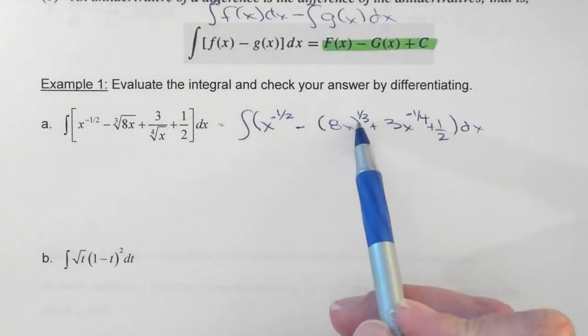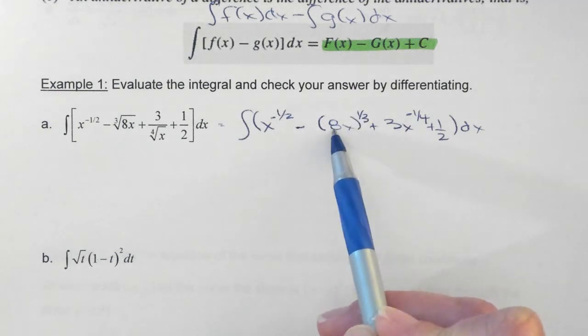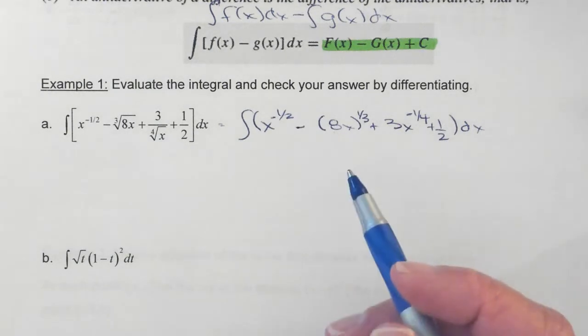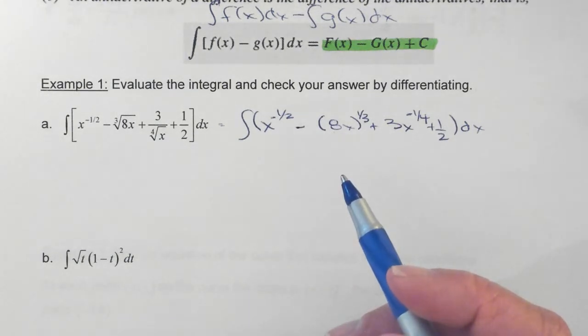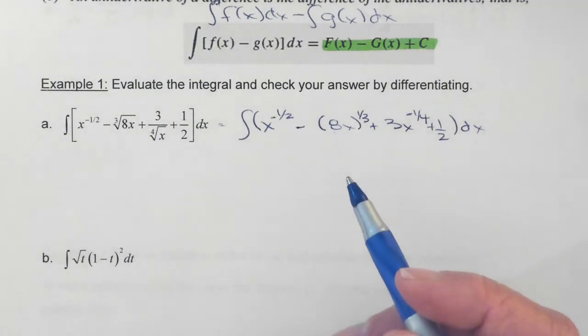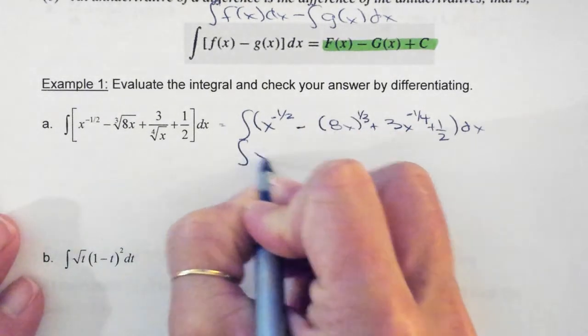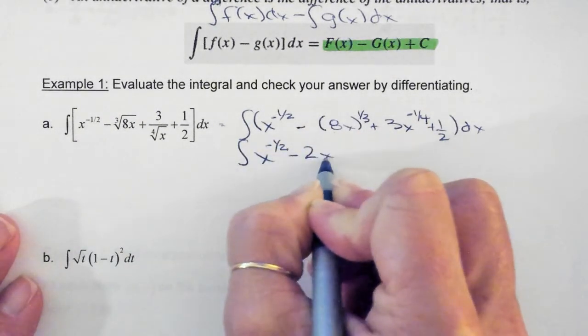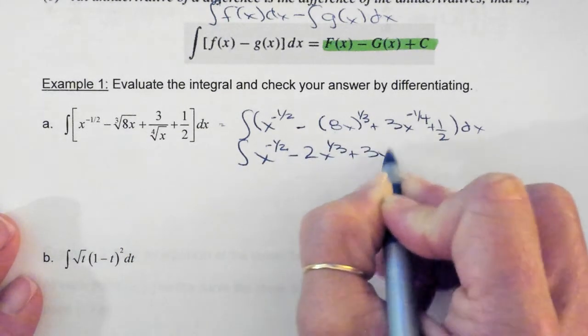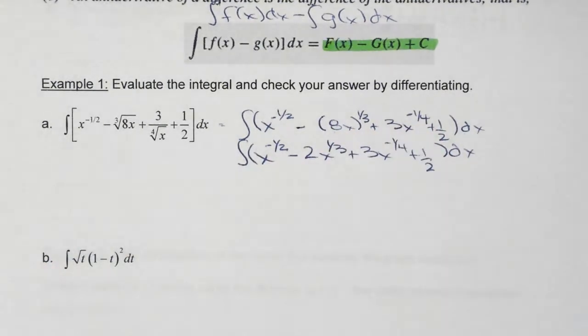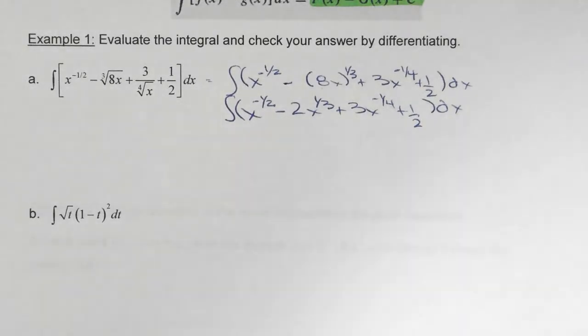so you actually need to distribute this power. So basically I'm asking myself, what is the cube root of 8 and then the cube root of x? Well, do I have a cube root of 8? I do. Do I have a cube root of x? Just x to the 1/3 power, right? You just leave it. Okay, so that way this becomes the coefficient. So we have the integral of x to the negative 1/2 minus 2x to the 1/3 power plus 3x to the negative 1/4 plus 1/2. And now we're going to integrate each term. Okay, so you need to simplify every single thing as much as you can before you integrate.